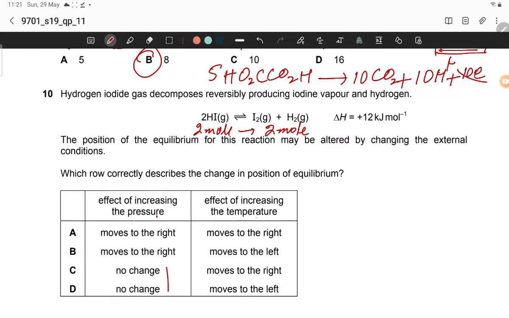Effect of increasing the temperature: the reaction is endothermic. So by increasing temperature, the reaction will shift forward, as the forward reaction is endothermic. So it moves to the right. No change, and moves to the right. C is the correct option.